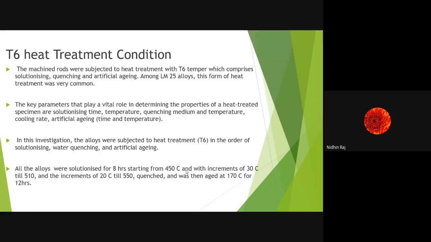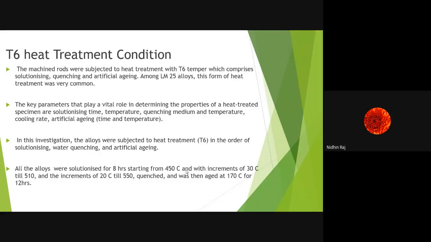Now, to prevent the risk of partial melting and overheating, the solutionizing temperature was held below the maximum temperature of solid solubility. The selection of proper temperature for solutionizing therefore becomes very crucial here. In this study, the alloys were mainly subjected to heat treatment, that is T6, in the order of solutionizing, water quenching, and artificial aging. So that was the order carried out. First, we solutionized, and then we did water quenching, and then it was subjected to artificial aging.